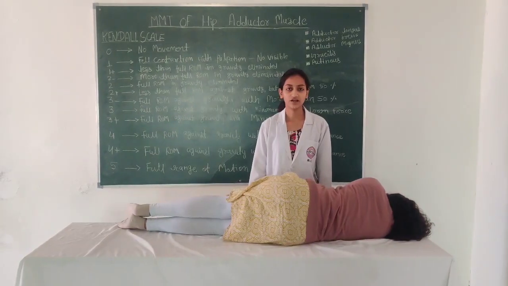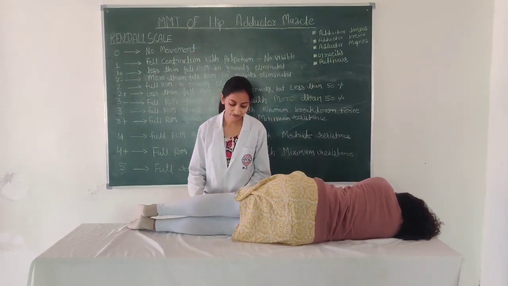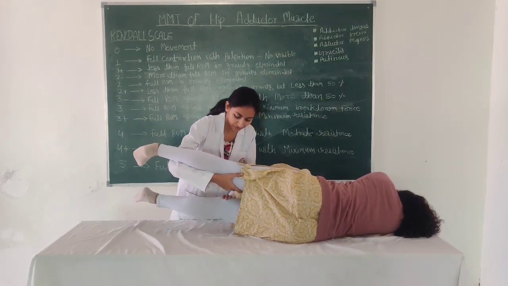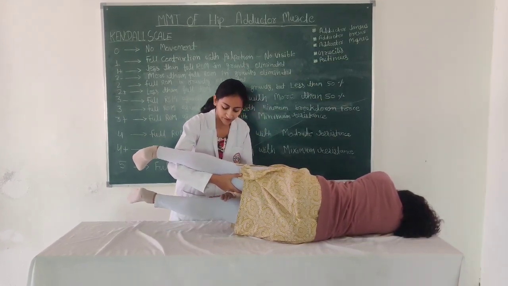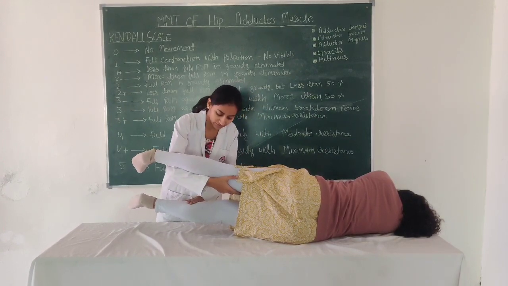Grade 3 plus, full range against gravity with minimum resistance. Therapist holds the patient's left leg and asks the patient to lift the right leg and gives minimum resistance. In grade 4, same as 3 plus, give moderate resistance.